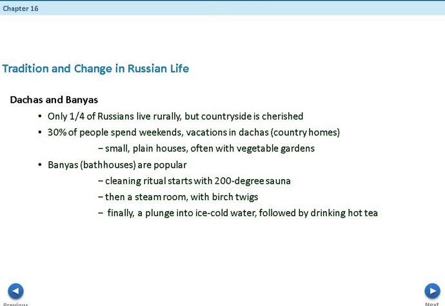Only about a quarter of Russians live in rural areas, but the countryside is very, very cherished. About 30% of the people are going to spend their weekends in their country homes, small plain houses, often with vegetable gardens. And banyas are going to be bathhouses that are very common here, 200 degree saunas. Basically, this all develops around the colder temperatures. They plunge into the icy cold water, and then follow by drinking hot tea, something that people usually don't do in the United States, but that's a common cultural heritage in Russia because, again, of the colder temperatures.